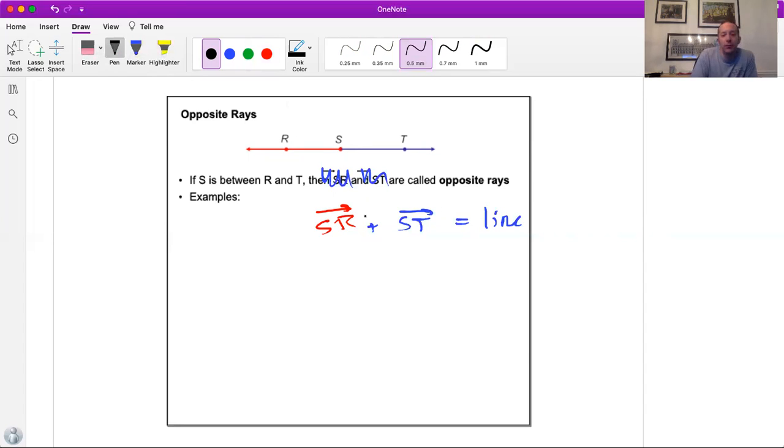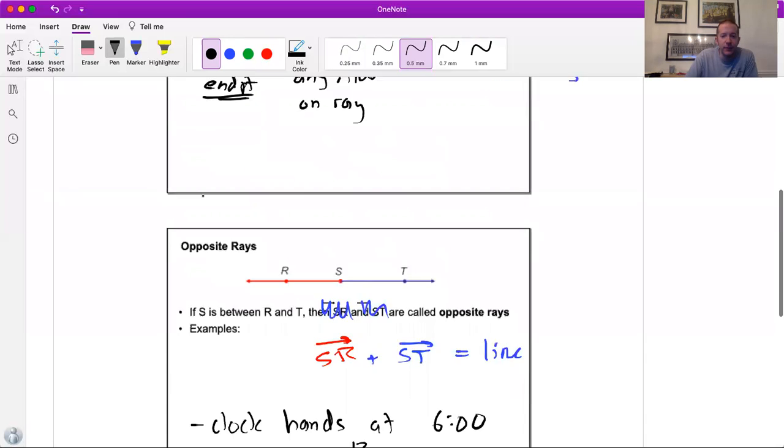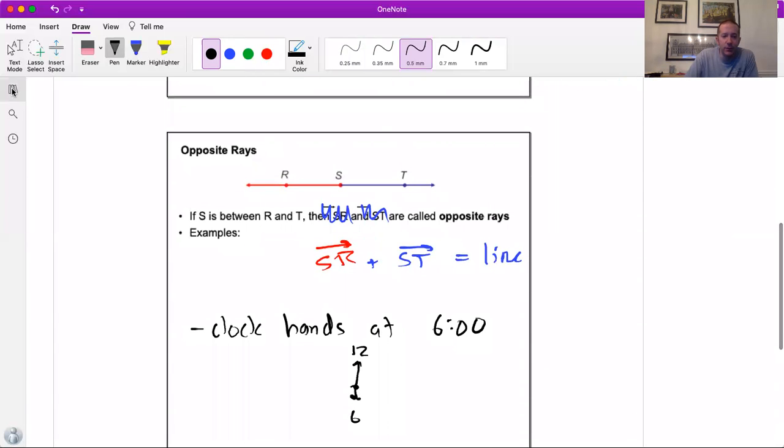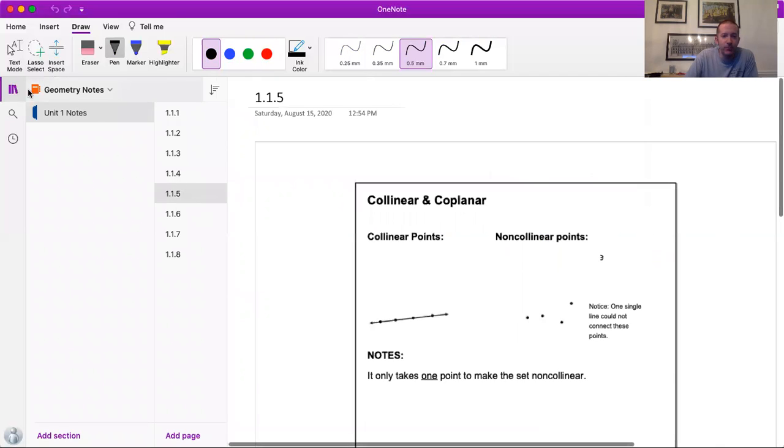Examples, this is kind of a weird one. Think about clock hands. At 6 o'clock, you've got the big hand pointing up and the little hand pointing down. That points to 12, that points to 6. That would be one. Anything like that, where there are two arrows going in exactly opposite directions and there's a point in the middle, those are called opposite rays. I doubt I'm going to use that term a ton, but if I do, now you know what it means. Okay.